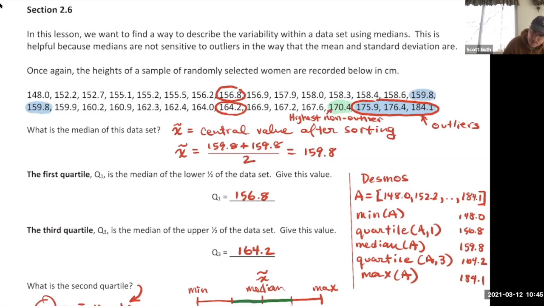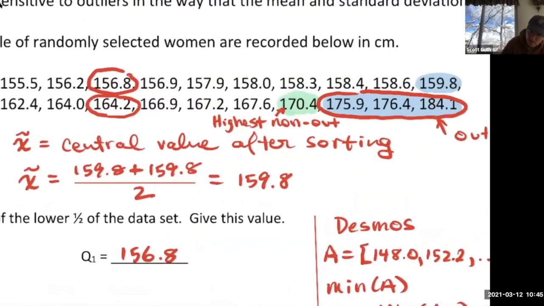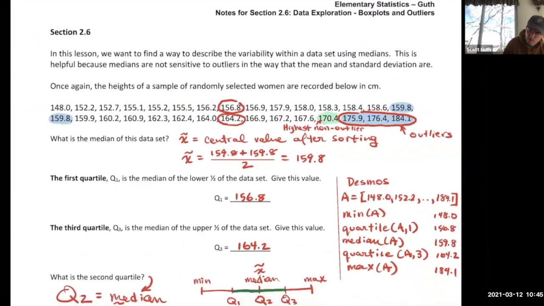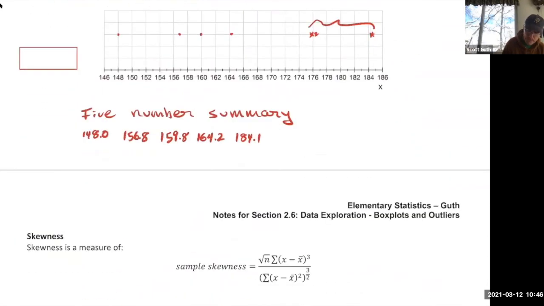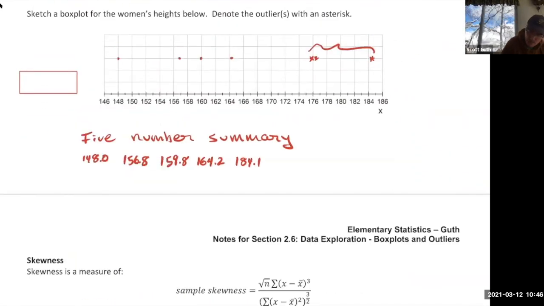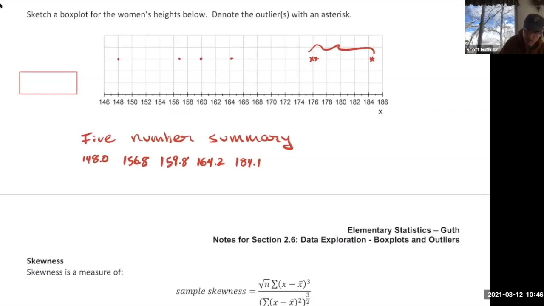That ends up being the right side of the whisker, 170.4. So I'm going to put this down, 170.4, and put it right back here. So this guy right there is the highest non-outlier.